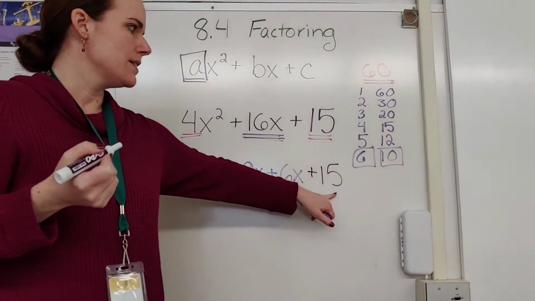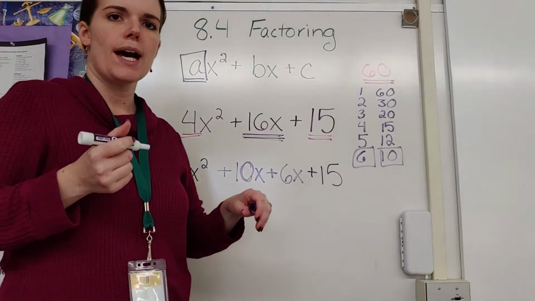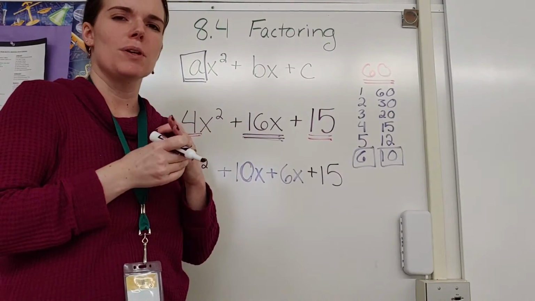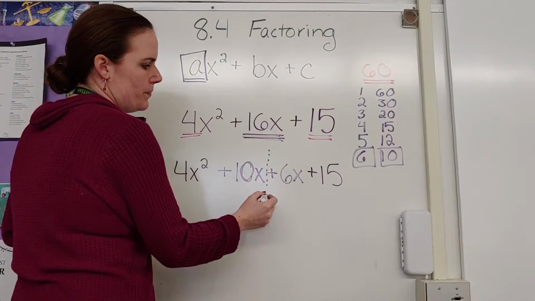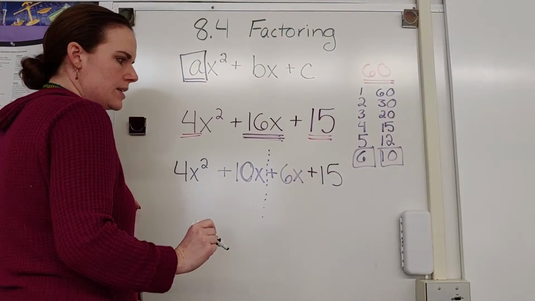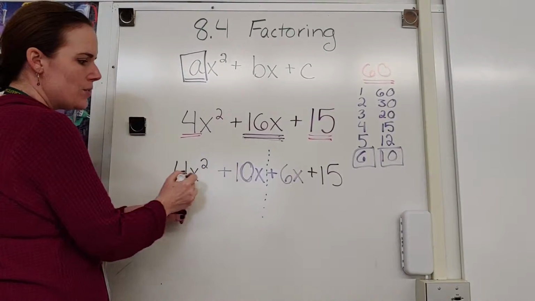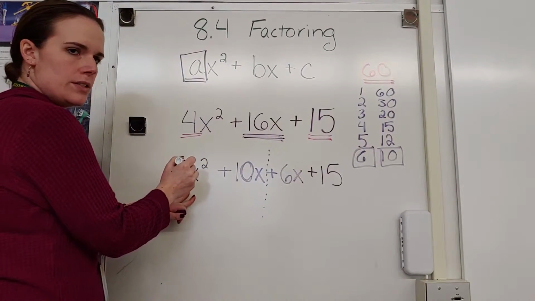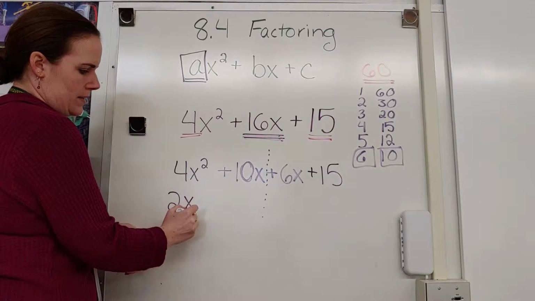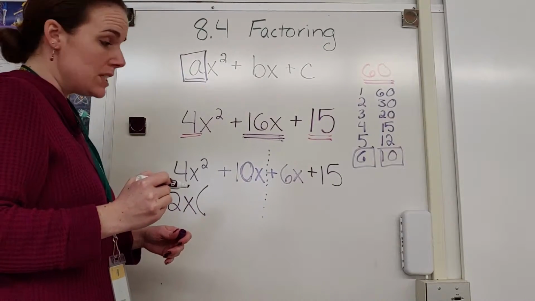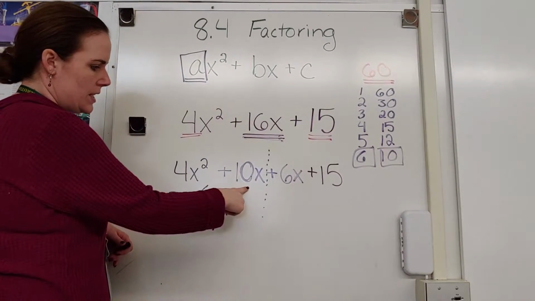Now that I've rewritten this using the factors of 60 that add to be this, you're going to do what was it called? It's where you factor one side at a time. So you split this down the middle. And it's factoring by grouping. So you are going to see what you can take out of just this side. So you can divide these numbers by a 2, and you can take out an x. What's left here is a 2x, and what's left here is a 5.